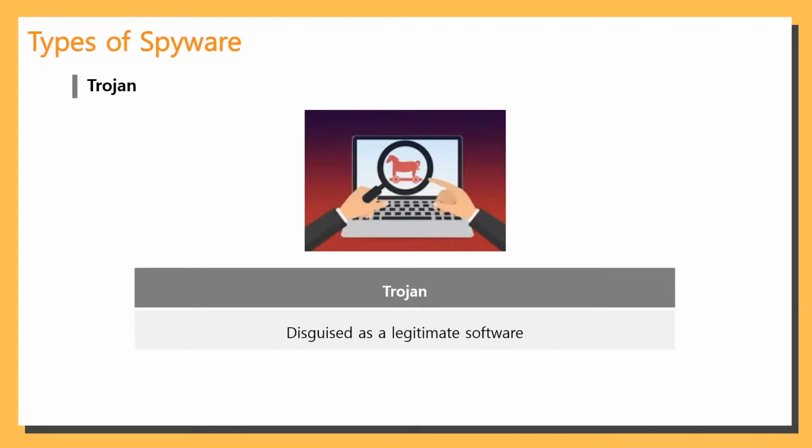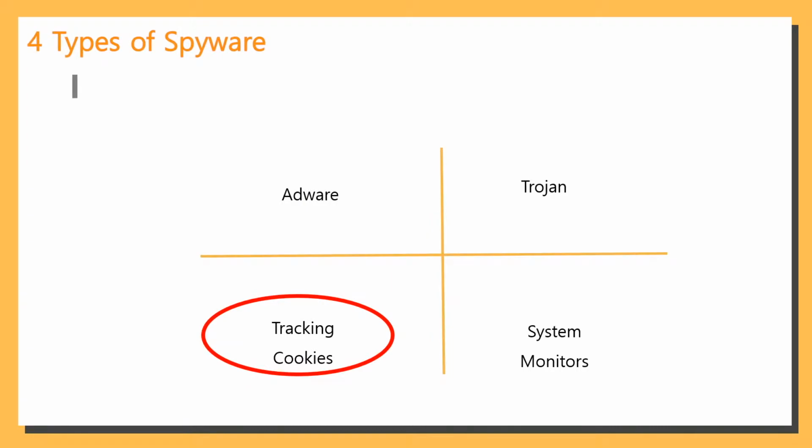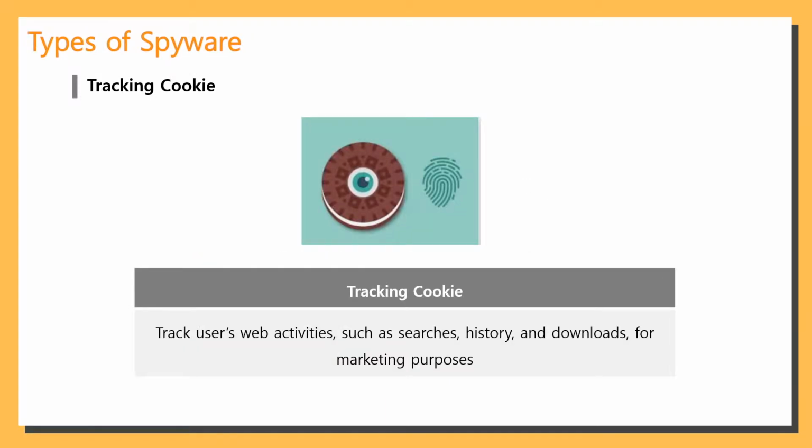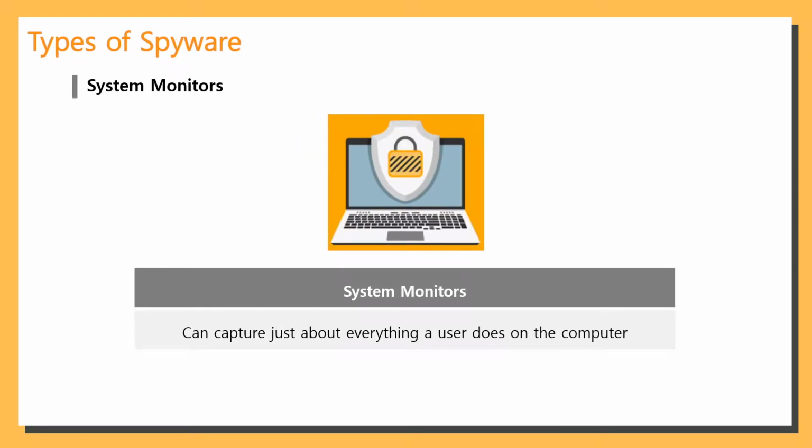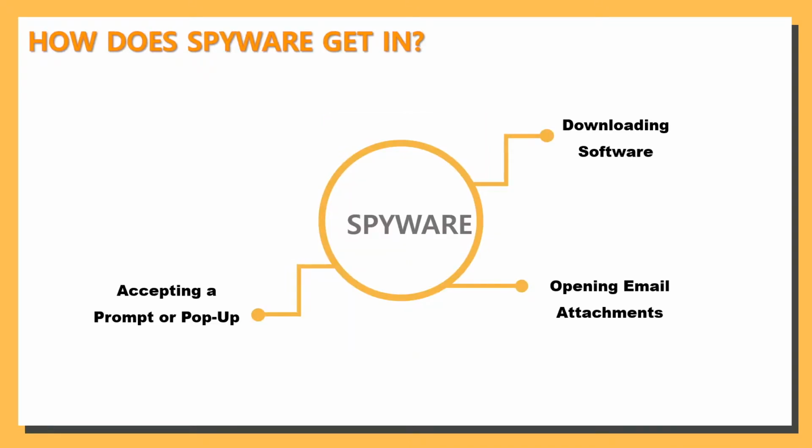The third type of spyware that I'll be going over is the tracking cookies. Tracking cookies usually track user web activities such as searches, histories, and downloads for marketing purposes. The fourth and final type of spyware that I will be going over is the system monitors. System monitors can capture just about everything you do on the computer and can record all keystrokes, emails, chat room dialogues, websites visited, and programs run. System monitors are often disguised as freeware.